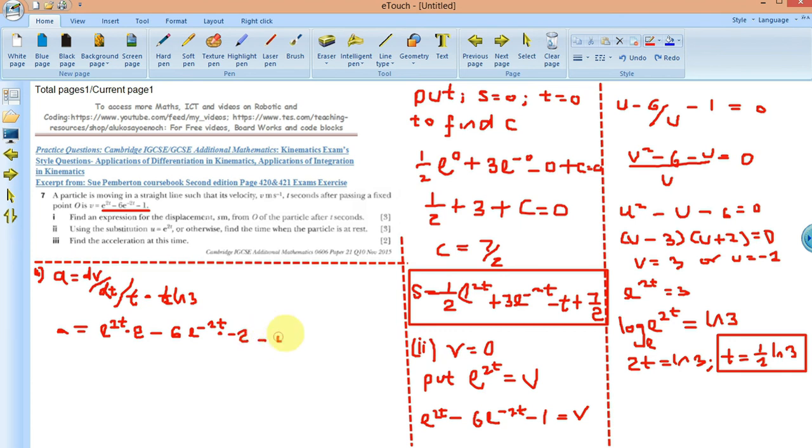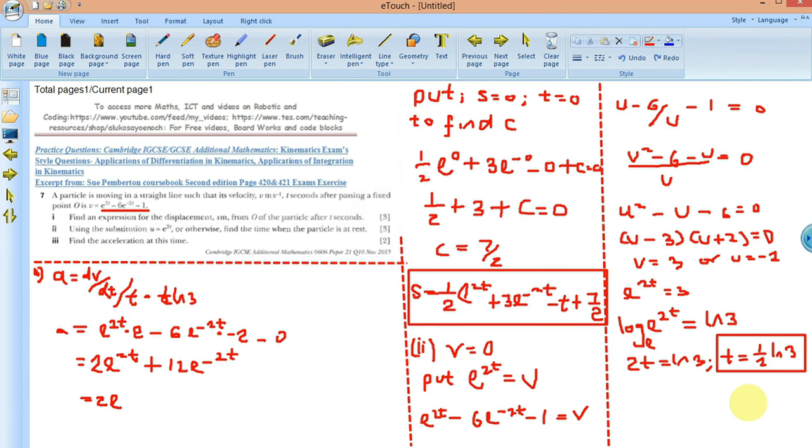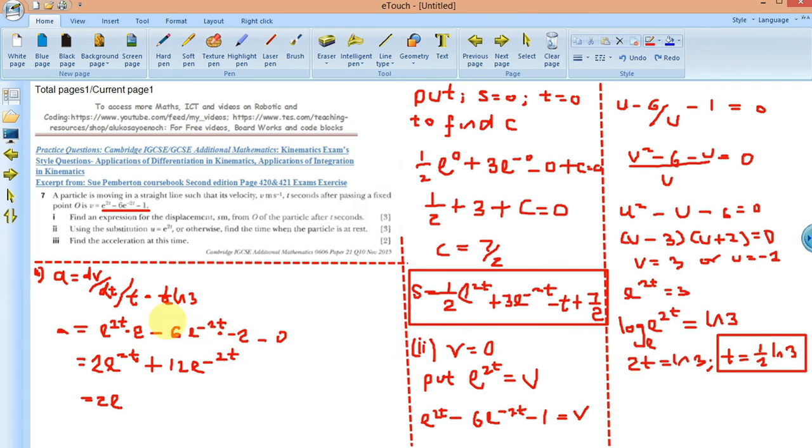So acceleration equals 2 exponential 2t. Okay, so minus 2 times minus 6, that is plus 12 exponential minus 2t, plus 0. So you can ignore that. So then I have what? 2 exponential, now 2 times half, because I want to put half ln 3. So 2 times half goes to 1. So that will be exponential ln 3, plus 12 exponential minus 2 times half will be 1, so minus ln 3.